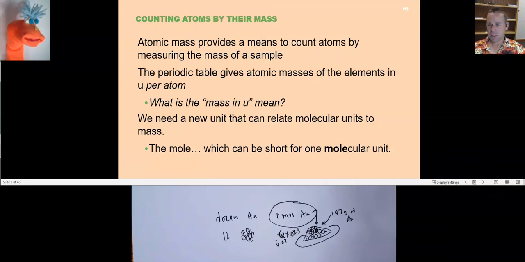So that becomes a little bit helpful, and we'll talk about that moving forward a little bit. You can think of the mole as short for like 1 molecular unit. Now, in the olden days, they thought everything was molecular in nature. We know now that ionic compounds, how do they reside?